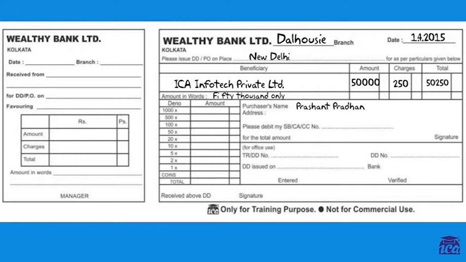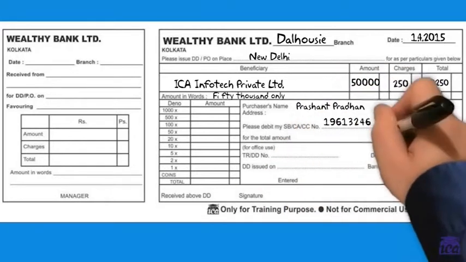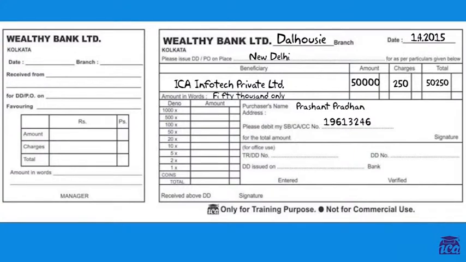So what happens here is, where it is written please debit my, and there are options given, we cancel the other two and we say please debit my savings bank number, and then we have to give our account number. So let's say Prasanta's account number is 19613246, and then he puts in his signature just to confirm that this is the account number from which he wants the amount to be debited.